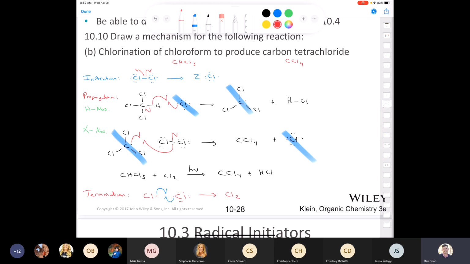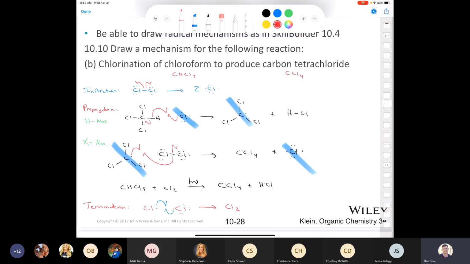So make sure you're able to draw a mechanism like this, and you're like, well, it's not exactly like the ionic mechanisms. No, it's a little different, but you want to make sure that you're able to draw an initiation step, the 2 propagation steps here for a halogenation reaction, and the termination, the bringing together of 2 radicals to form a non-radical molecule. Okay, let's move on from there.